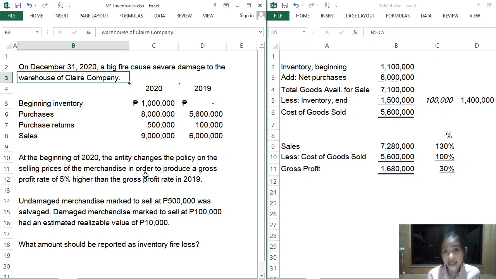What amount should be reported as inventory fire loss? Let's begin. Ano nga ulit yung gagawin natin? Una, we're going to compute kung magkano ang gross profit rate ni 2019. Saka tayo mag-increase ng 5%. So, ano po ba ang ginagamit niya? Yeah, yun nga. Yun nga i-compute natin.